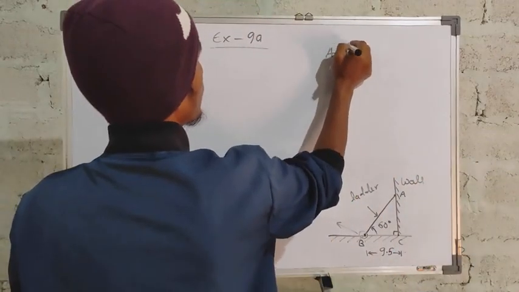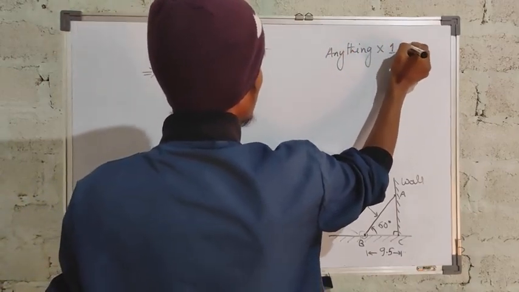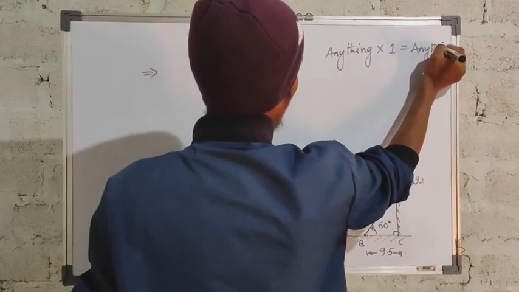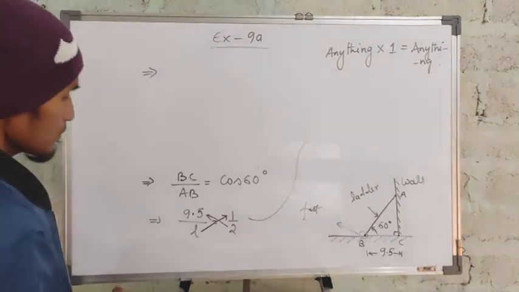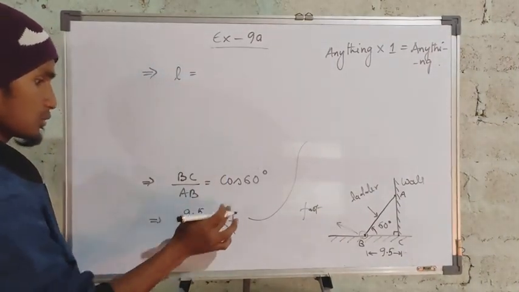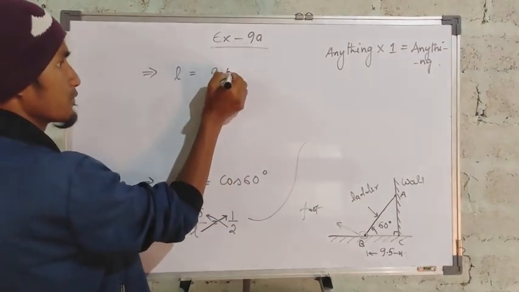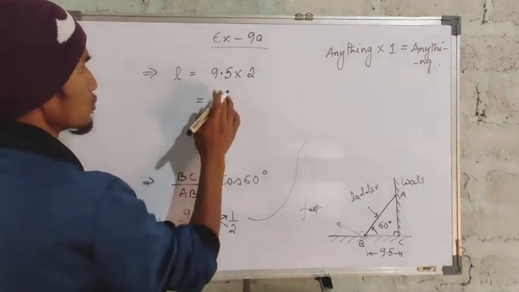Anything multiplied by 1 will be equal to anything. Then here, anything into 1 will be anything. That L into 1 will be L. Then 9.5 into 2.